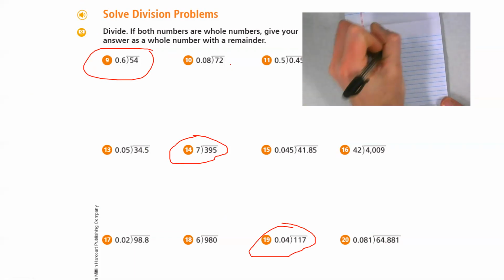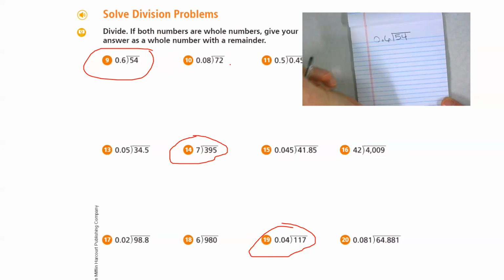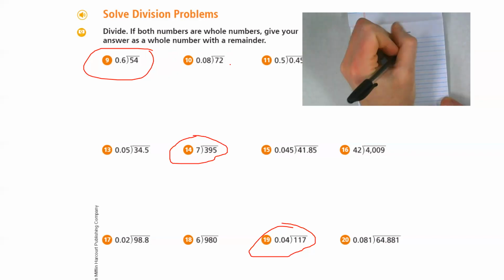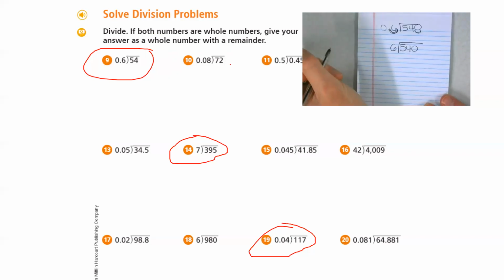.6 divided by 54. Is the decimal good? No, it's not. Why? Because it's outside of the house. So you got to get rid of it. So now we have a new problem. 540 divided by 6.